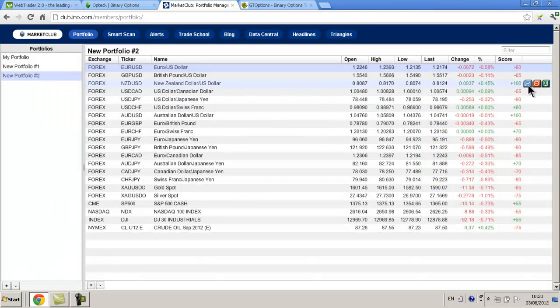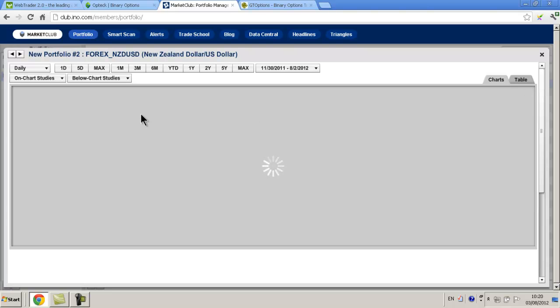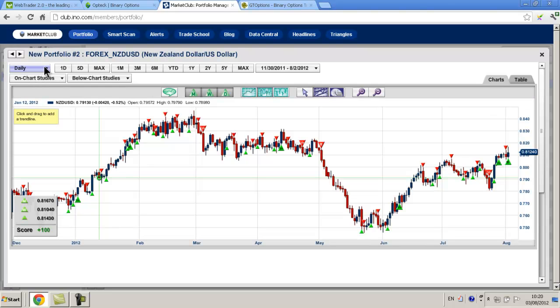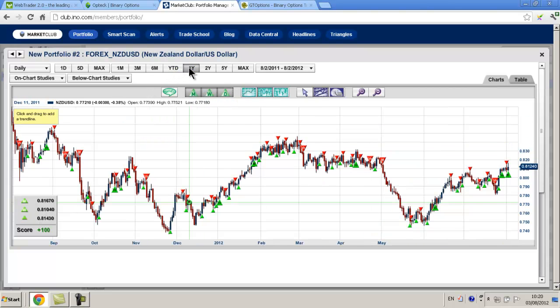Okay, let's have a look at another one. See what's the next one down here. What's this? New Zealand dollar USD. Okay, so it must be set on daily at the top here. Okay, I've already got the monthly, weekly, dailies on here, and what are we, 1 year? Okay, so presently they're all green. Okay, but let's go back.